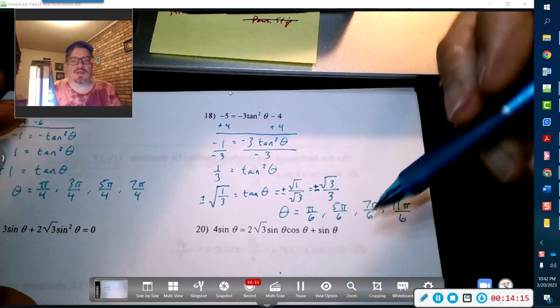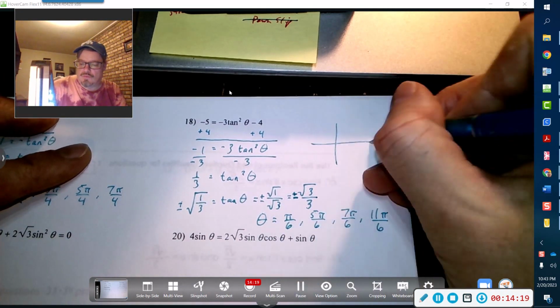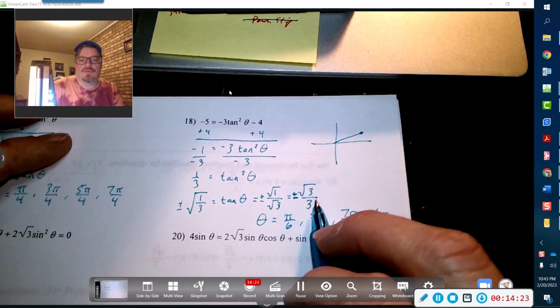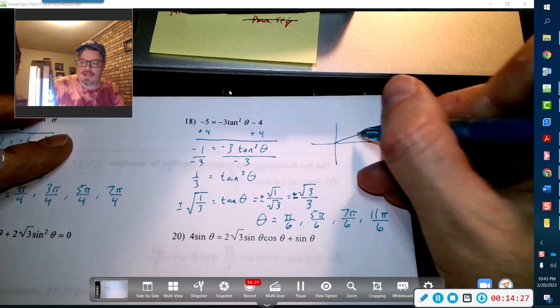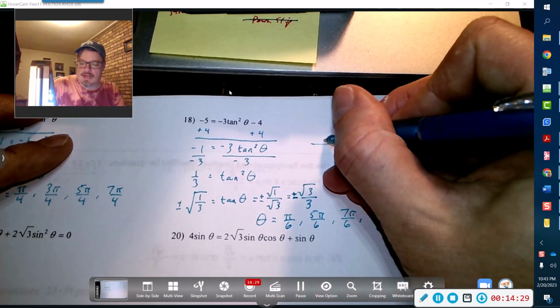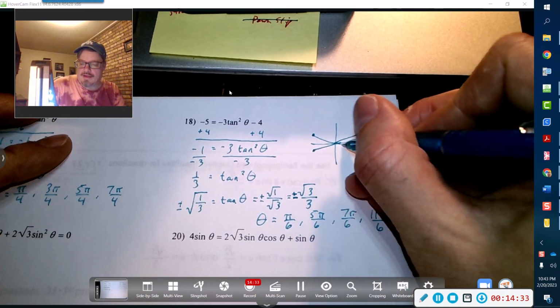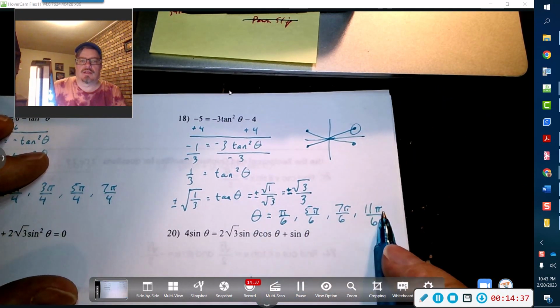Now I don't have my unit circle to show you, but this basically was right here. Radical 3 over 3, tangent is that value right here, and so I need this guy, I need that guy, I need this guy, and I need that guy. So all 4 of those are represented here.